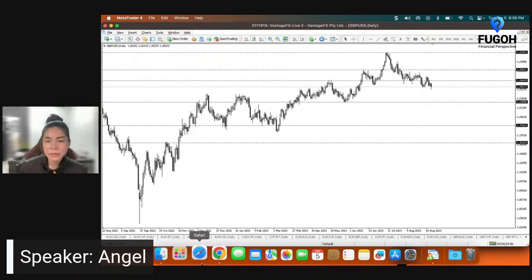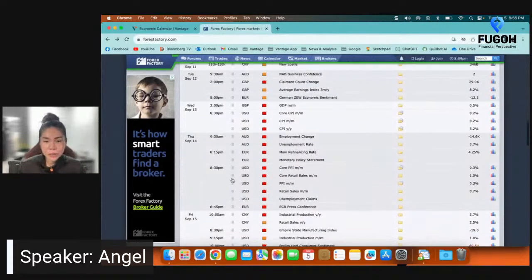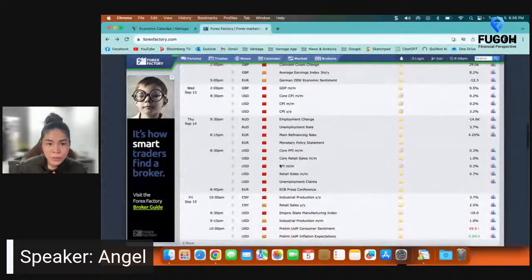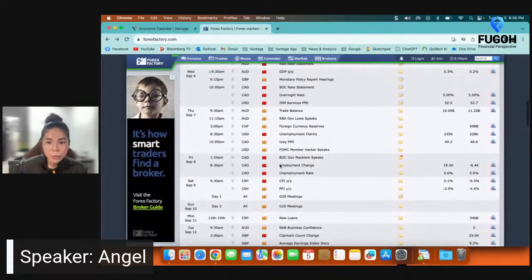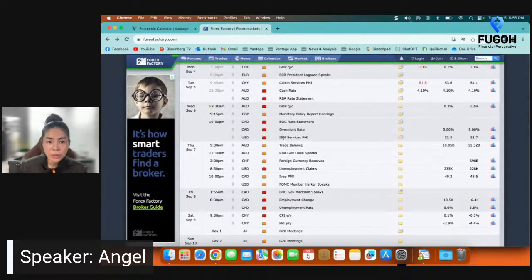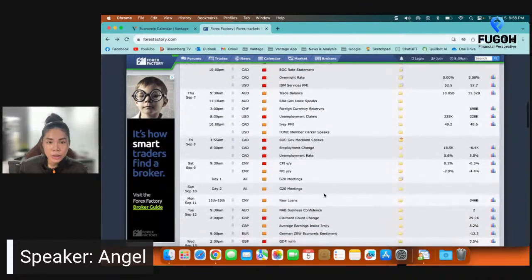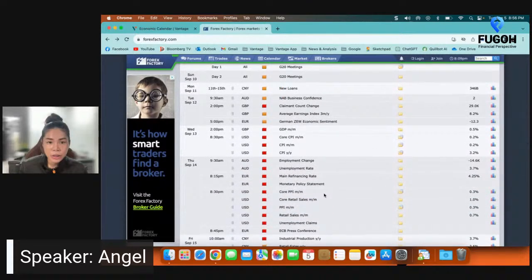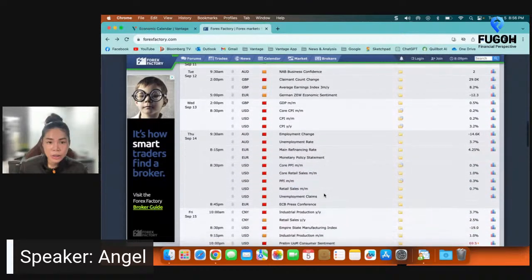Let's see. Anything for US, sorry, we know already. For USD, what do we have this week? Just this week, monetary policy, we have ISM PMI. Nothing much for this week. For pound, it's going to be employment data next week.